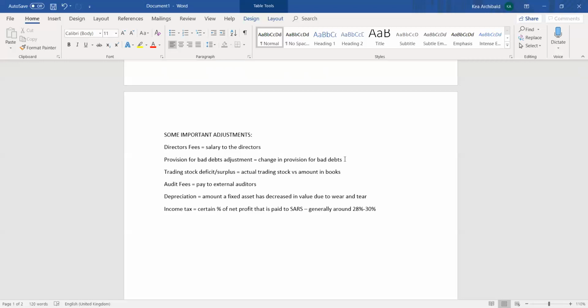If our provision for bad debts decreased, this is a good thing. We're expecting more of our debtors to actually pay us and to not have as high of bad debts. Therefore, it would become an income.